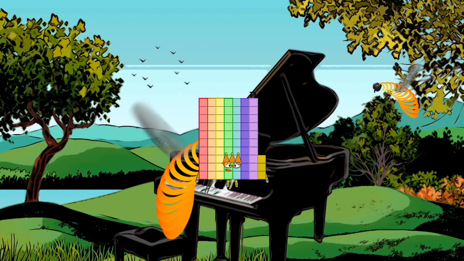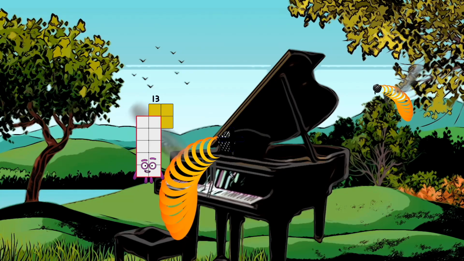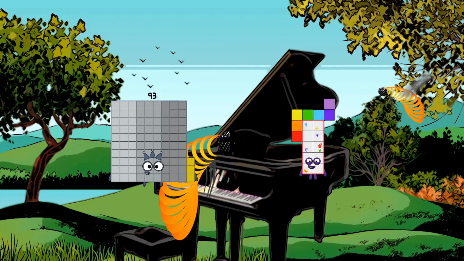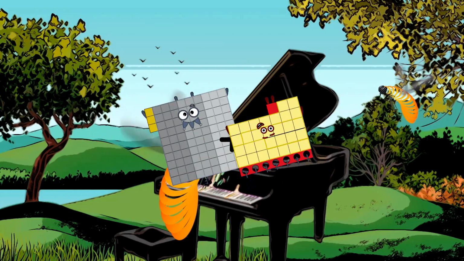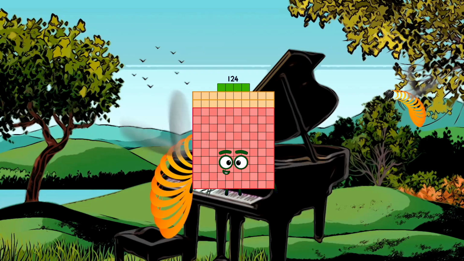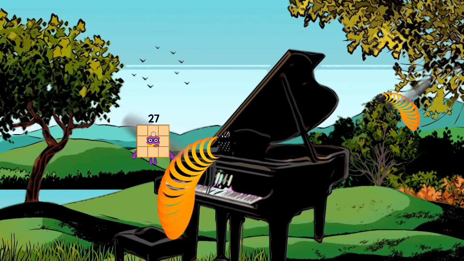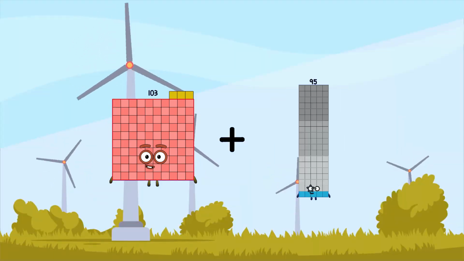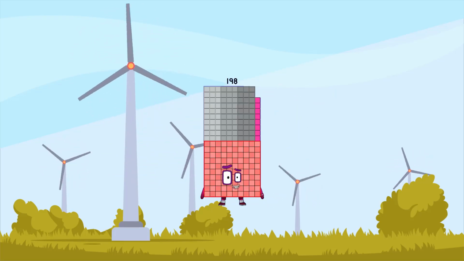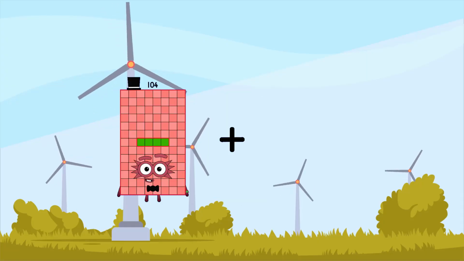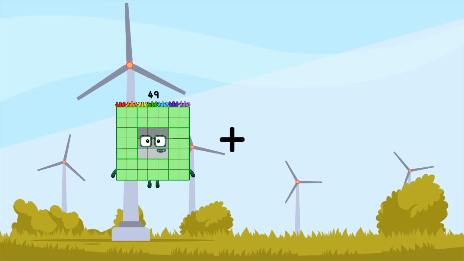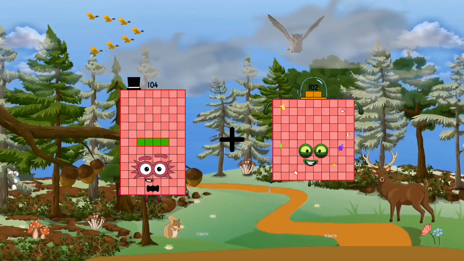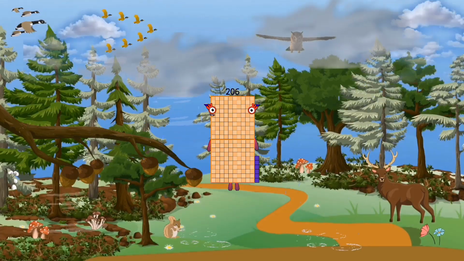38 plus 35 equals 73. 93 plus 31 equals 124. 103 plus 95 equals 198. 104 plus 102 equals 206.